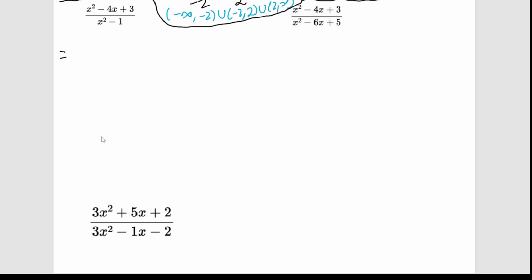So for the first one, for the numerator to be factored, we're trying to multiply to positive 3 and add to negative 4. So that's going to be x minus 3, x minus 1. For the denominator, that's a difference of squares, which is x squared minus 1 squared. So that's going to be x minus 1, x plus 1.